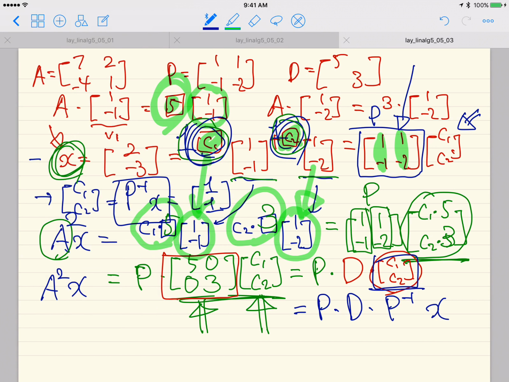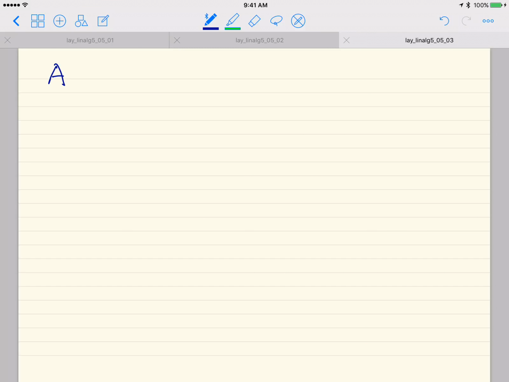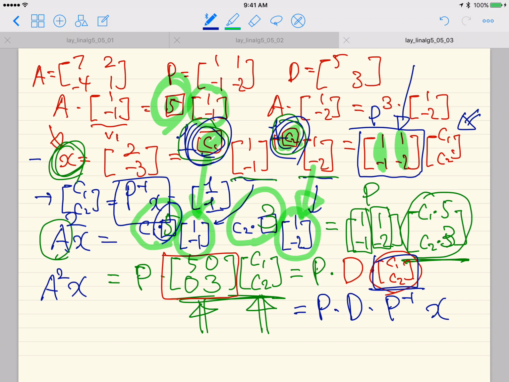So in general, for example, A to the power of 100 times x. First of all, we obtain C1 and C2, right? So these are P inverse x. And then we scale each of the elements by utilizing the diagonal matrix, and that diagonal matrix is lambda 1 to the power of 100, lambda 2 to the power of 100. That is the same as multiplying by 5 two times, three times, and so on, up to 100 times. So we stretch the length by 5 times, and we do this 100 times because we are multiplying 100 times.